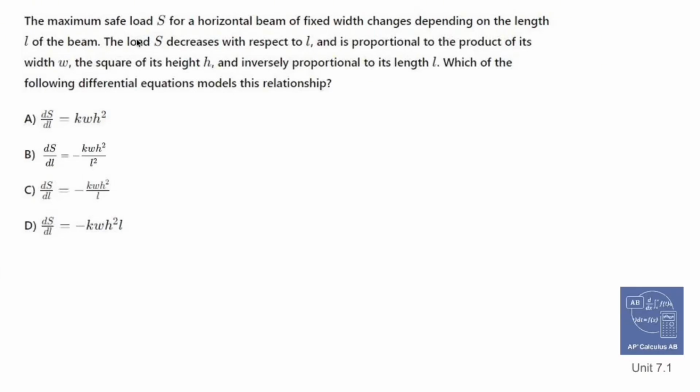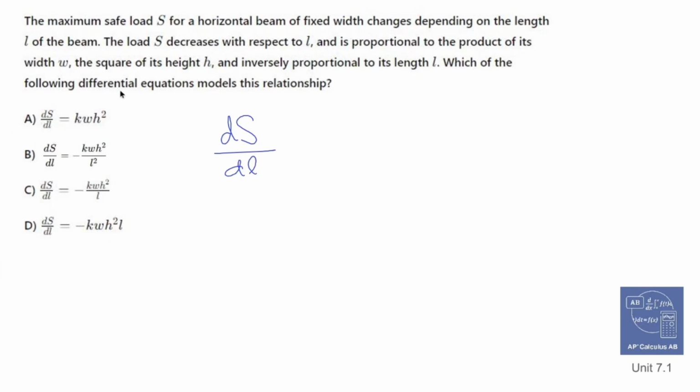The maximum safe load for a horizontal beam of fixed width changes depending on the length L of the beam. So we have ds dl happening here. The load S decreases with respect to L and is proportional to the product of its width and the square of its height, and inversely proportional to its length L. Which of the following differential equations model this relationship?